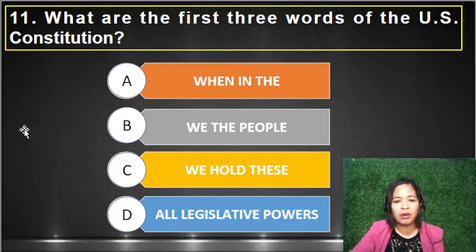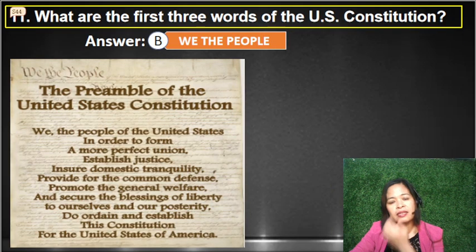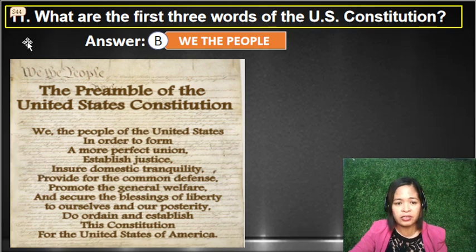Number 11, what are the first three words of the US Constitution? A. When in the, B. We, the people. C. We hold this. And D. All legislative powers. Okay. What are the first three words that we can see in the US Constitution? It is letter B. We, the people. Kindly look at the preamble of the United States Constitution. It started with we, the people.